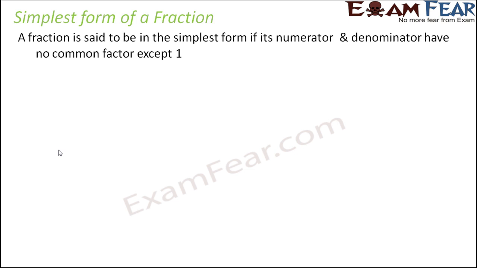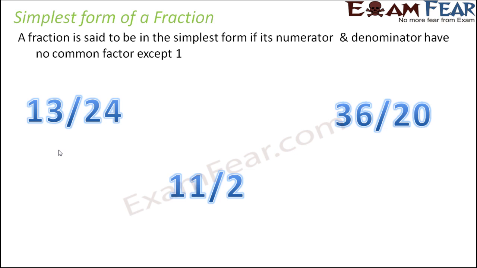Now, since we are talking about equivalent fractions, it is important to know about the simplest form of a fraction. A fraction is said to be in its simplest form if its numerator and denominator have no common factor except 1. Now, let us look at some examples, then it will become clear.